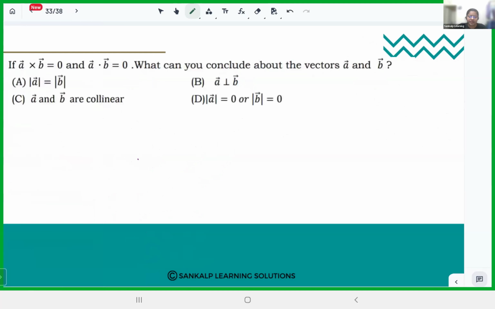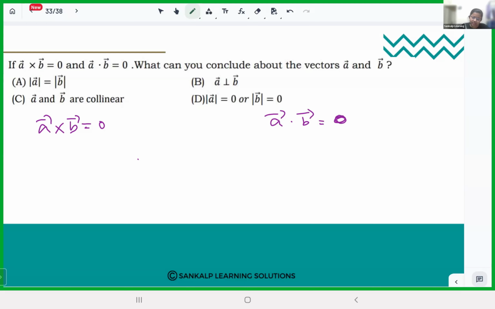Now, if vector A cross vector B equal to 0 and vector A dot vector B equal to 0, what can you conclude about the vectors A and B? They have given that A cross B is equal to 0. Both the conditions should be satisfied, that is, the cross product and the dot product should both be equal to 0. So which conditions will be true from the given four options?